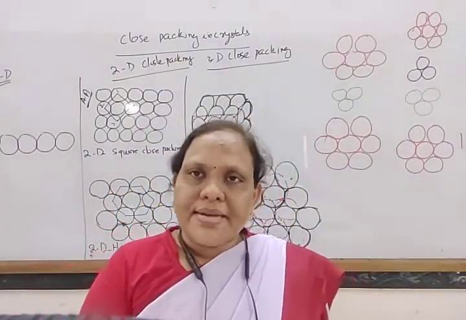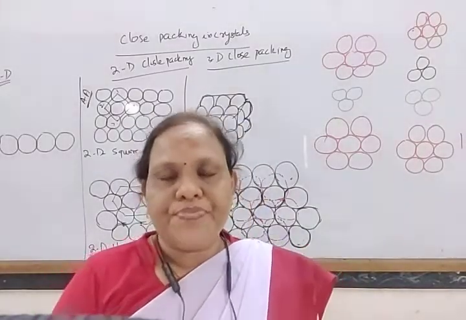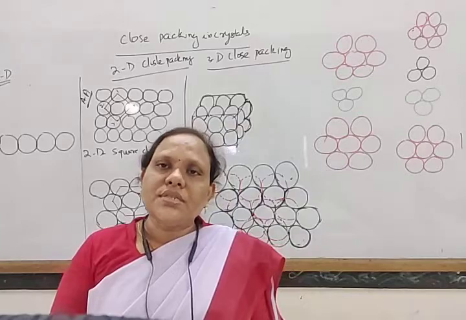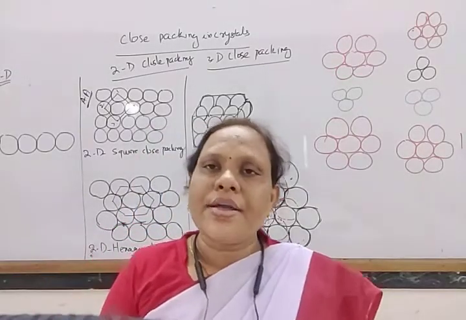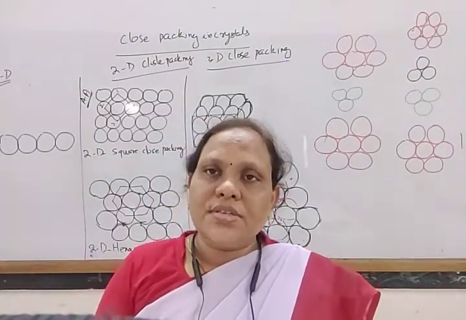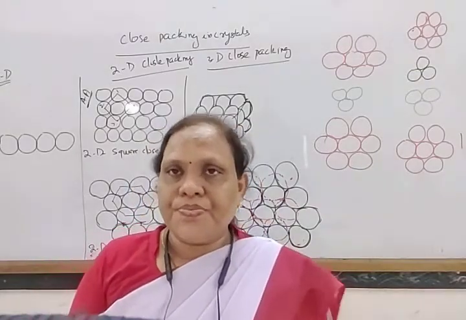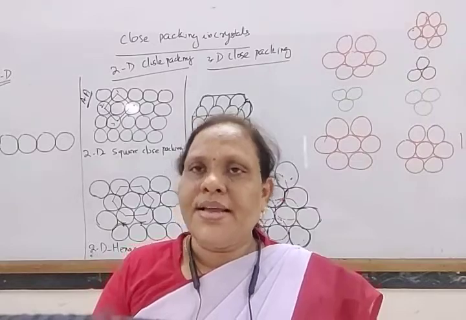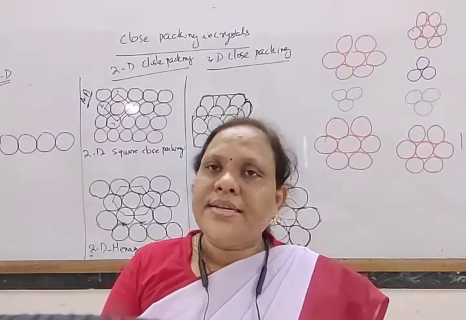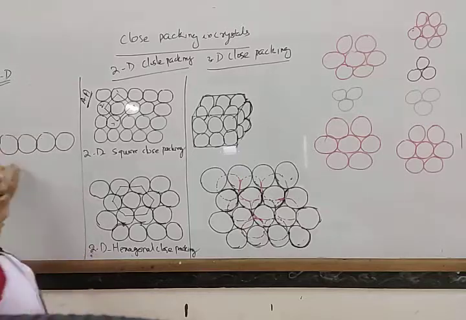The constituent particles of these crystals are generally closely packed. To consider how they are closely packed, the constituent particles, which may be atoms, ions or molecules, are considered as spheres. Each particle is considered a rigid sphere, which is incompressible in nature. If we consider one-dimensional close packing, it gives a line-like structure. Look here, this is one-dimensional.